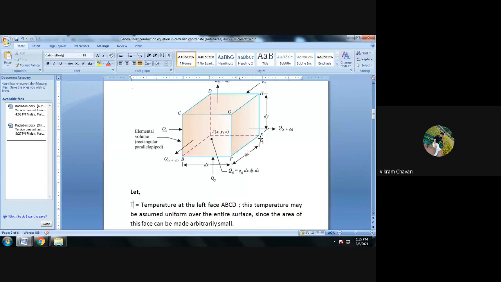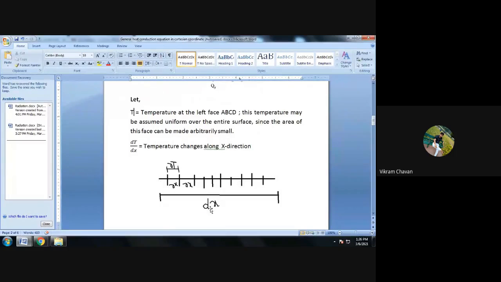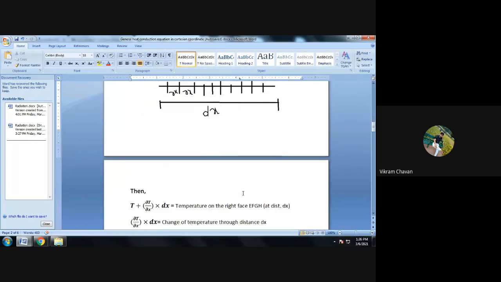Then what will be the temperature at EFGH? That we have to find out. For that purpose, this understanding will be useful to you. Temperature on the right face EFGH at a distance dx will be, what will it be?